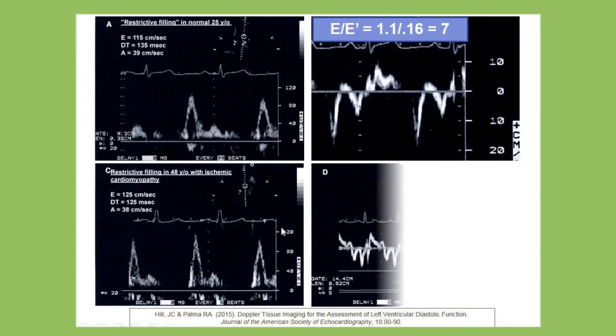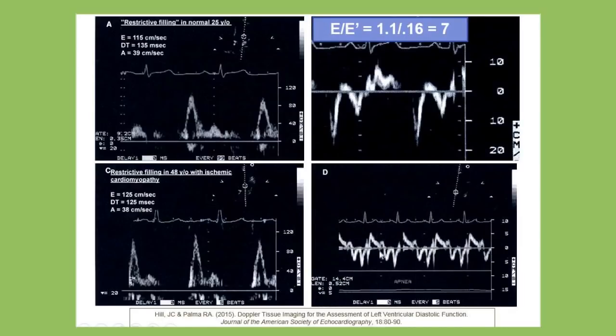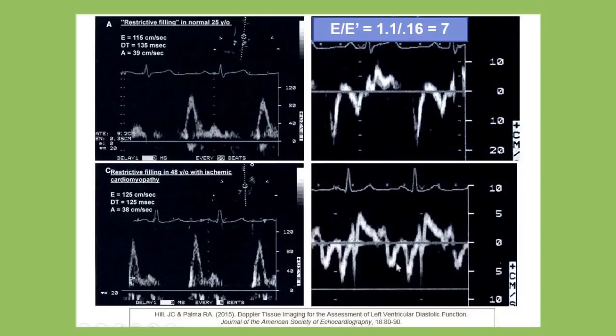Looking at, however, this 48-year-old patient with ischemic cardiomyopathy, we actually see that the tissue Doppler pattern has flipped, and so we have an abnormal relaxation pattern, reversal, so to speak, here in the tissue Doppler, and the E/E' ratio is 28, which is consistent with elevated filling pressures.